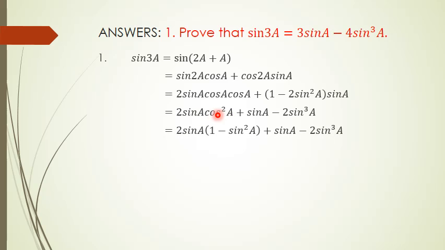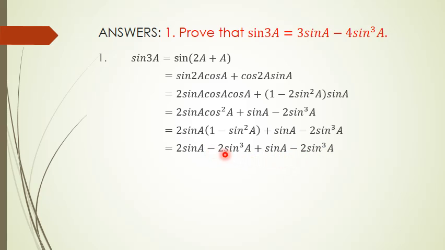So substituting for that, we obtain 2 sine a into 1 minus sine squared a plus sine a minus 2 sine cubed a. And multiplying 2 sine a into the bracket, we have 2 sine a times 1 giving us 2 sine a. 2 sine a multiplied by minus sine squared a gives us minus 2 sine cubed a plus sine a minus 2 sine cubed a.